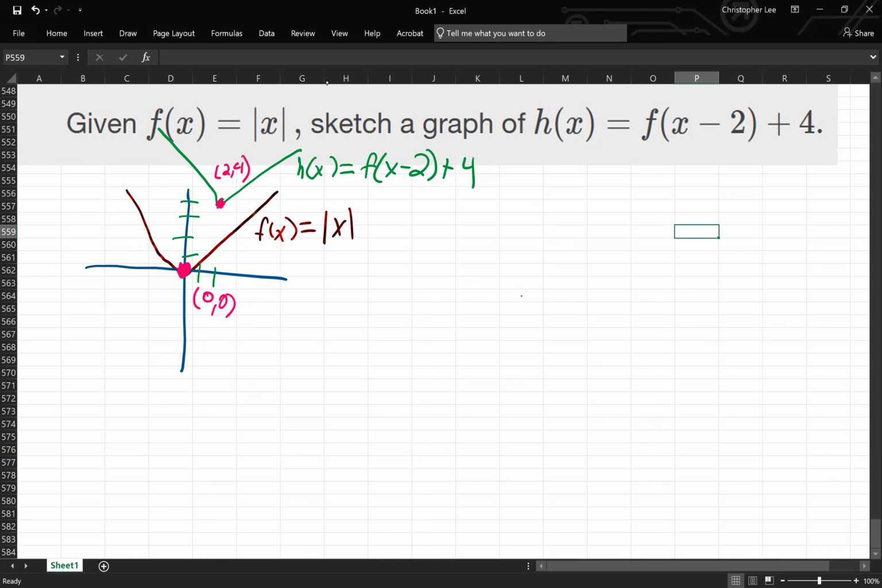All right. Make sense? The +4 shifted the graph up 4 units, right? And then we have x minus 2, which is going to shift it to the right 2 units.